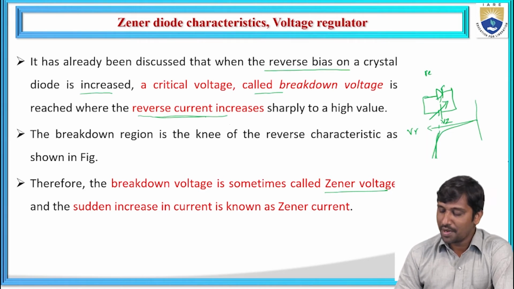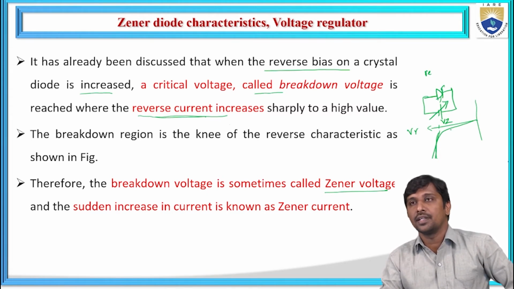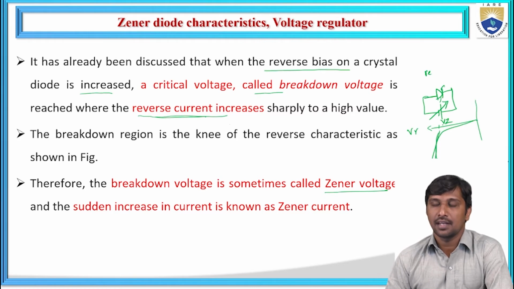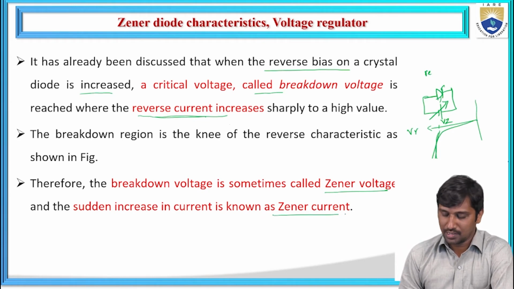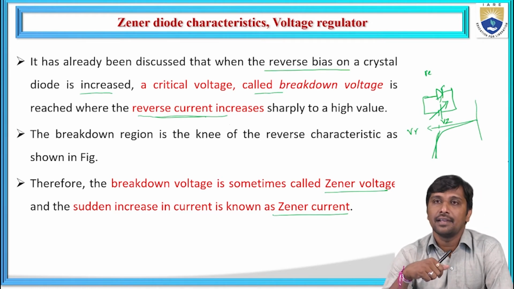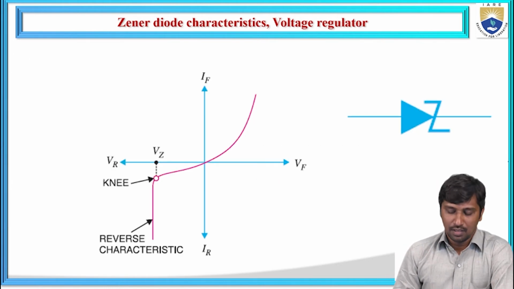So up to this point, before your applied voltage reaches Vz, there is no flow of current or no conduction across the Zener diode. But whenever your applied input voltage reaches the cut-in voltage, a sudden increment of current occurs. Hence that current is also called Zener current. At which point the conduction rate sharply increases, that particular voltage is called the Zener voltage. So that is the reason.